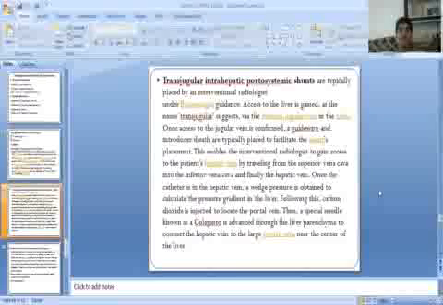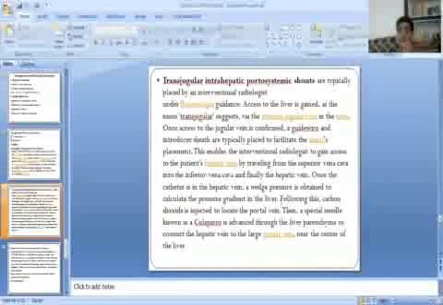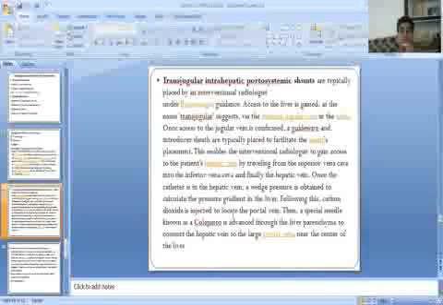into the inferior vena cava and finally the hepatic vein. Once the catheter is in the hepatic vein, a gauge pressure is obtained to calculate the pressure gradient in the liver. Following this, carbon dioxide is injected to locate the portal vein. Then a special needle is advanced through the liver parenchyma to connect the hepatic vein to the large portal vein near the center of the liver.